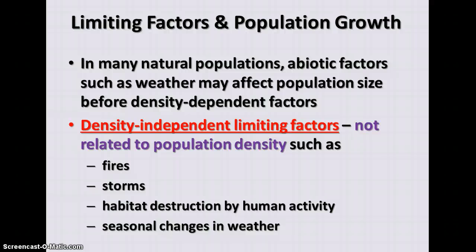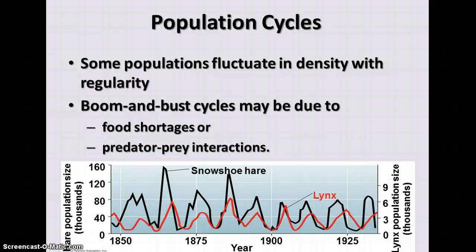It doesn't matter how many individuals you have in your population. The point is, if something disastrous happens, a volcano, whatever, that's not going to depend on the population density. It's going to happen anyway. Some populations fluctuate regularly, and they undergo what's called boom and bust cycles, depending on lots of different things. An example of a population cycle is shown here between the snowshoe hare and the lynx. Lynx are large cats that are known to feed on snowshoe hares.